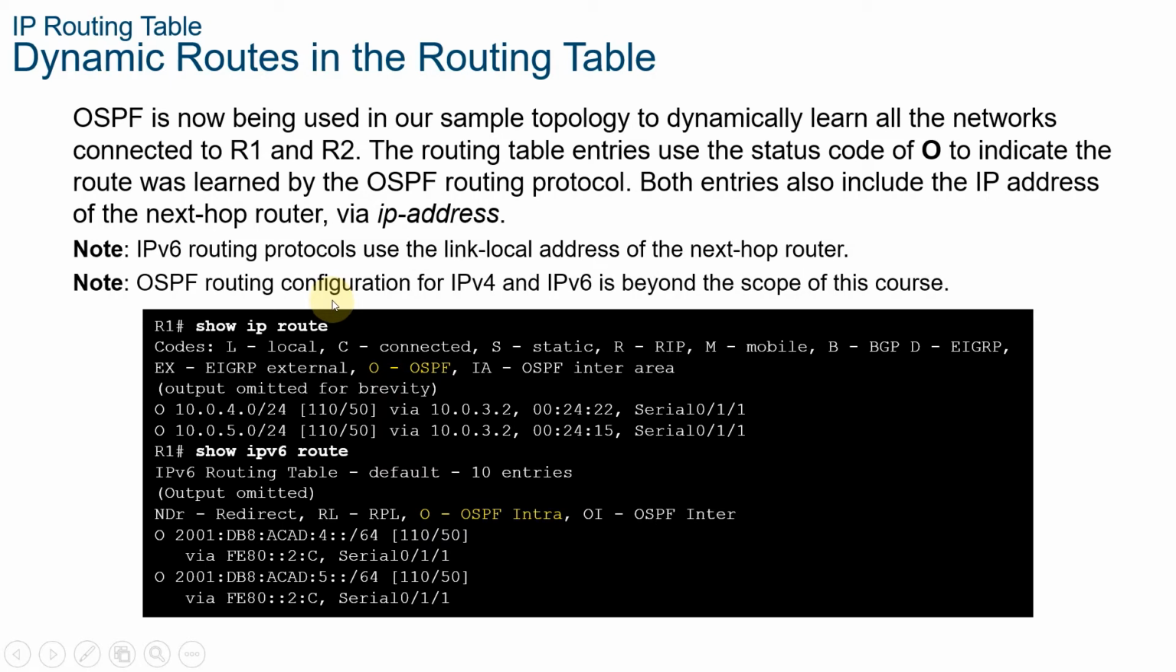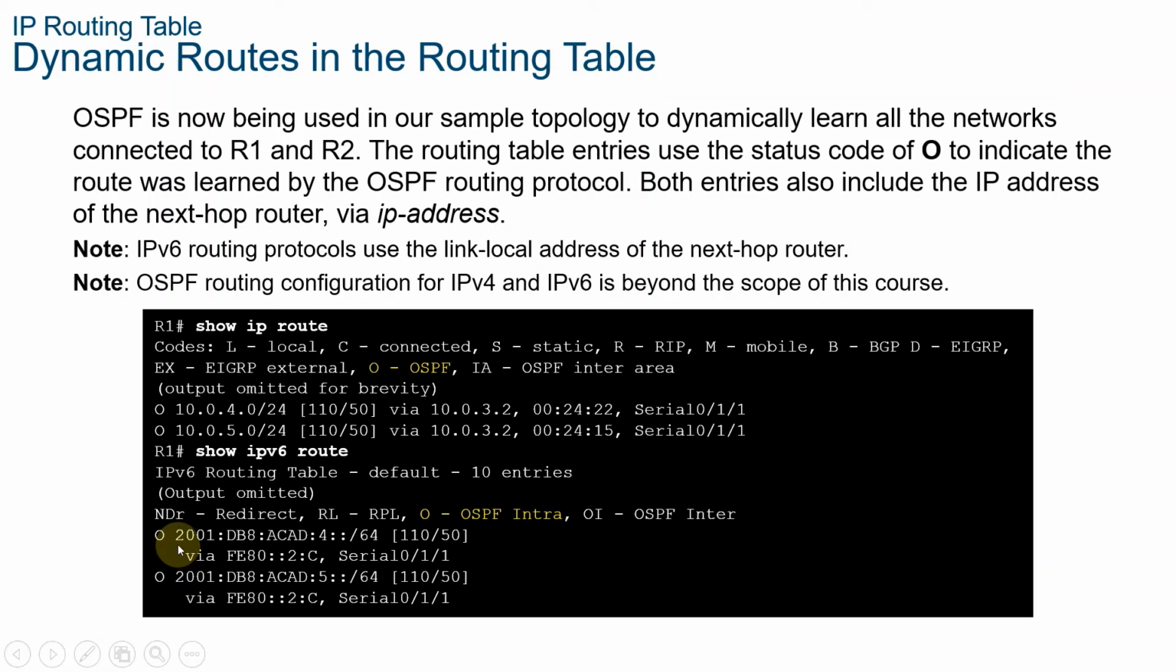Now, in the previous example, we used static routes to the 10.0.40.0/24 and 2001:DB8:ACAD:4::/64 networks. These static routes are no longer configured, and OSPF is now being used to dynamically learn all the networks connected to R1 and R2. The following examples show IPv4 and IPv6 OSPF routing entries on R1 that can reach these networks on R2. If you observe, it is now denoted by O, or OSPF.